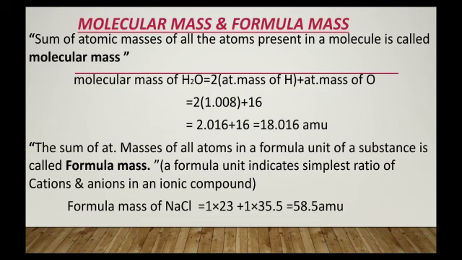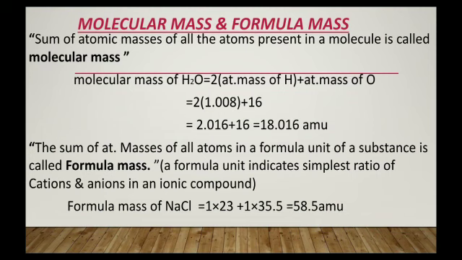Now look at this example. This is 2 into atomic mass of hydrogen. Now this 2 is the number of hydrogen atoms, plus atomic mass of oxygen. 2 into 1.008. This 1.008 is taken from the periodic table. Below the symbol a number is written, and that is this number. Plus 16. This 16 is the atomic mass of oxygen. It makes 2.016 plus 16 is equal to 18.016 AMU. So the molecular mass of a water molecule is 18.016 atomic mass units.